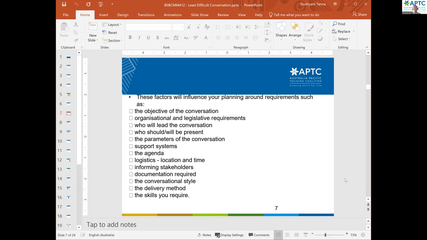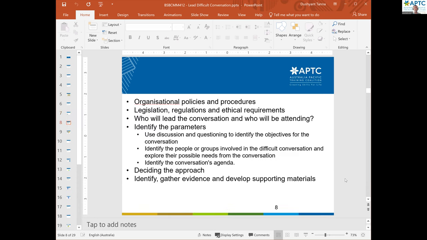These factors will influence your planning around the requirements, such as the objective of the conversation. Whatever you decide will affect the objective, any legislative or organization requirement, the leader of the conversation, who should be present, the parameter, any support system, the agenda, any logistics, like you guys are here, right? Maybe a flight was arranged. Maybe the accommodation is arranged. Informing the stakeholder, documentation, any style, direct, affirmative, positive, delivery method, and the skills that you require. You need to also follow any policy, procedure, any legislation. Okay, let's talk about the parameter here.